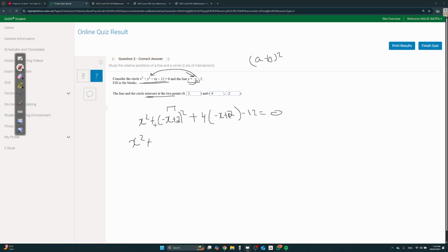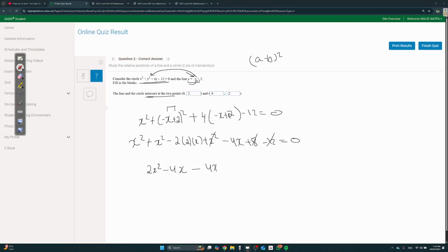Anyways, let's do it. Expanding this out, you're gonna get a squared minus 2ab, so 2 times x, plus b squared, so plus 2 squared, plus 4 times negative x is minus 4x. 4 times 2 is 8. Minus 12 is equal to 0. Yeah, this is very easy. Just solve. x squared plus x squared is 2x squared. Minus 2 times 2 is minus 4x. Plus 2 squared is 4. Plus 8 is 12. Minus 12, they cancel. So this 2 squared plus 8, which is 12, cancels with this minus 12.